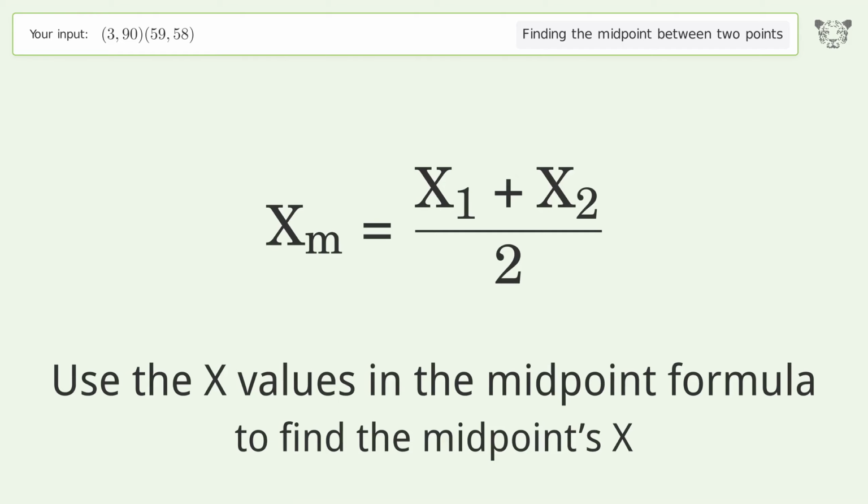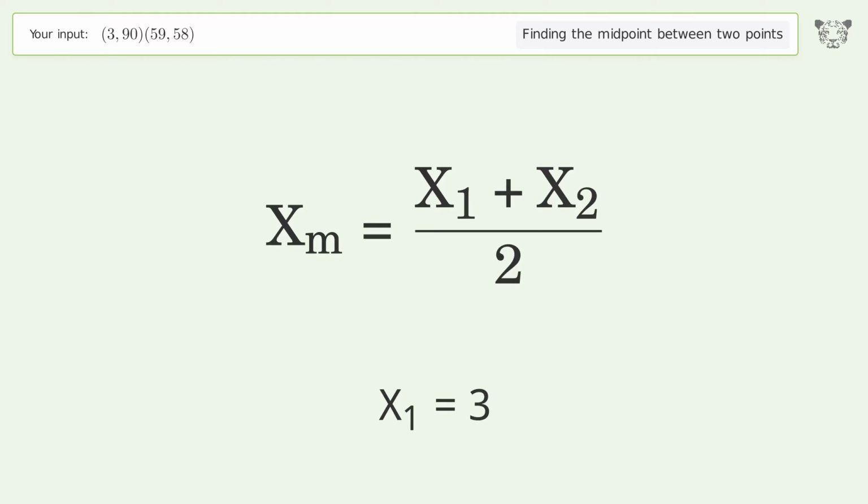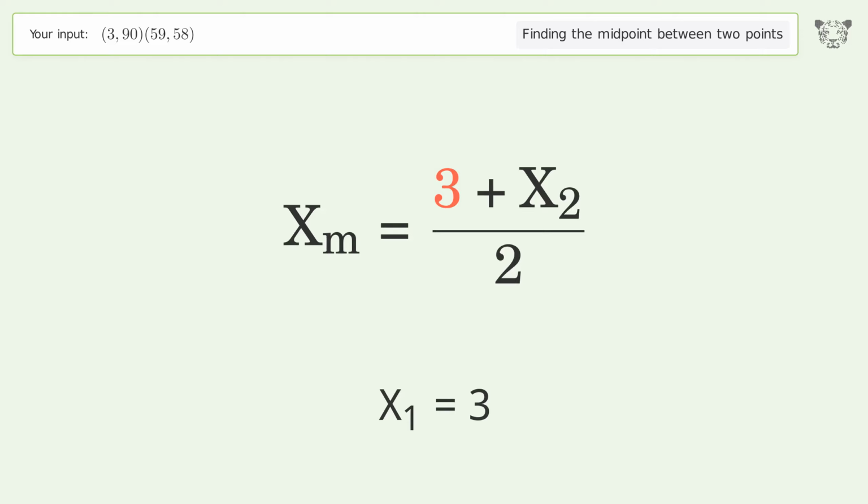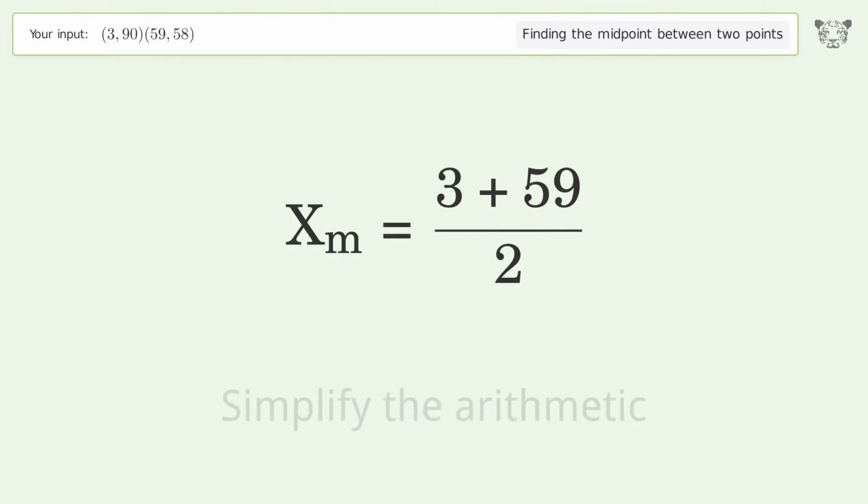Use the x values in the midpoint formula to find the midpoint's x. x1 equals 3. x2 equals 59. Simplify the arithmetic.